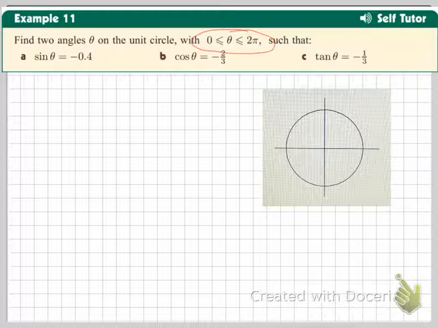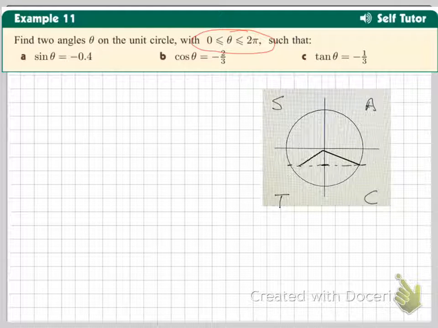It helps to know straight away what quadrants they'll be in. Now we know that all are positive in the first quadrant, sine is positive there, tangent's positive in the third quadrant, and cosine there. So given that the sine is negative, we know that the angles will be in the third and the fourth quadrant. Now what can also help us is we know that the sine is the y value on the unit circle, and the sine is minus 0.4, so that's about here. So we know that the two angles are going to be going down to something like that.